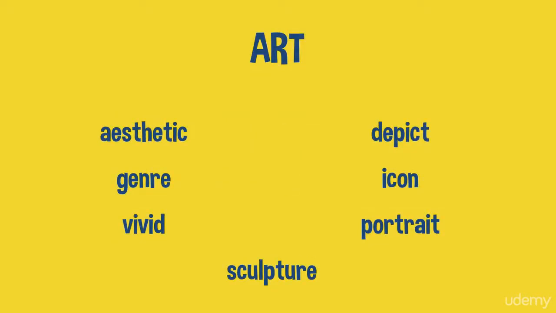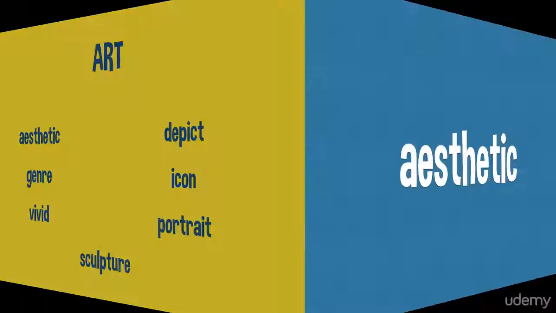Welcome to the lecture on art vocabulary, and here are the 7 words that I'm going to take you through. Aesthetic, depict, genre, icon, vivid, portrait, and sculpture. So here's the first word, aesthetic.